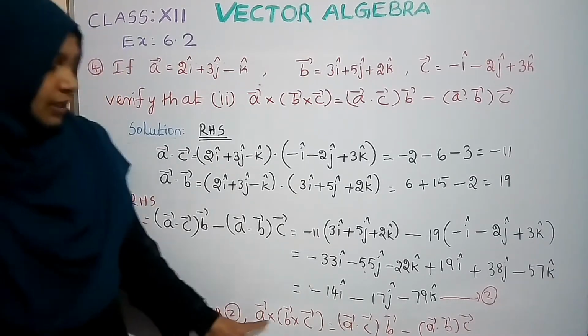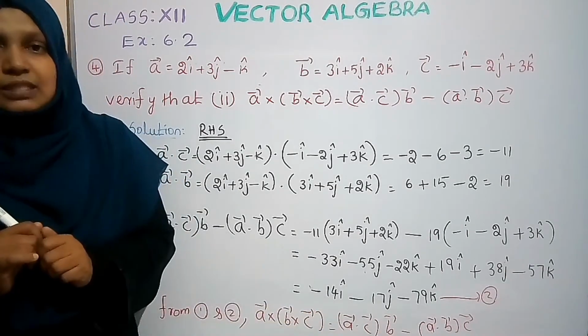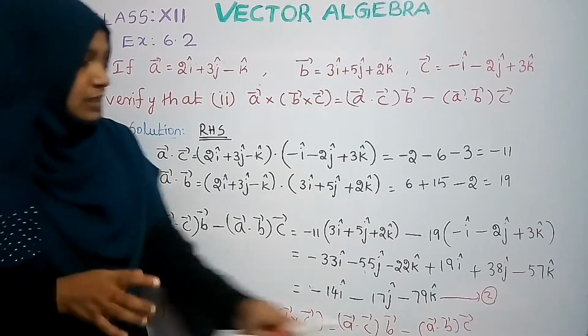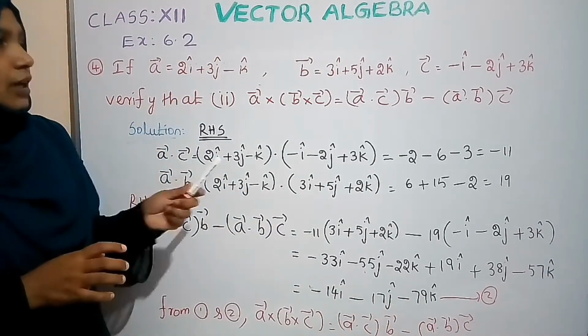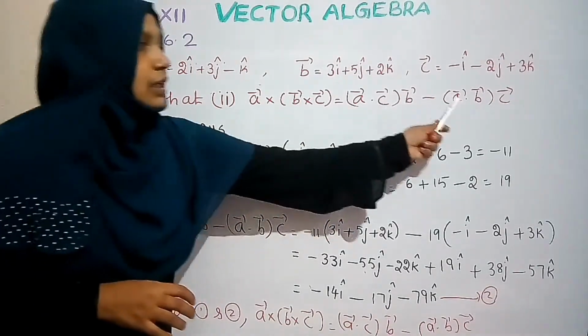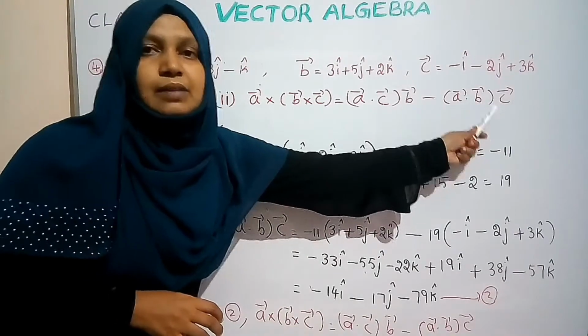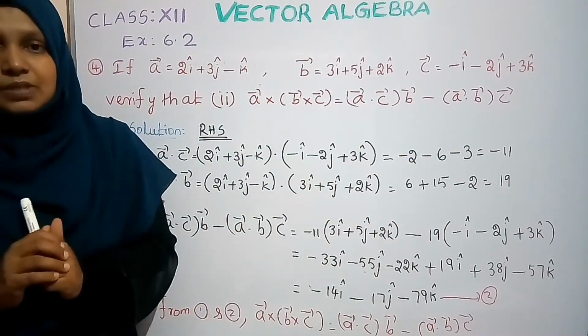So we are writing from 1 and 2, we get A vector cross B vector cross C vector is equal to A vector dot C vector into B vector minus A vector dot B vector into C vector. So just for the right side, calculate the dot product, multiply with B vector. Here also calculate the dot product, multiply with the C vector and then subtract both the terms.